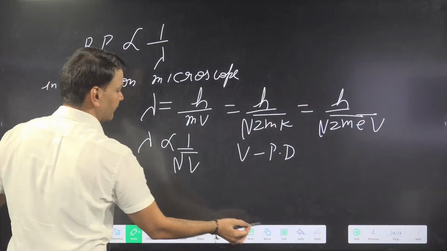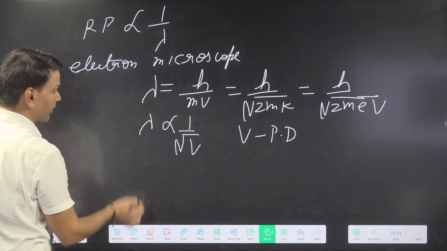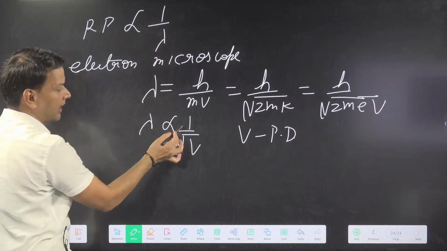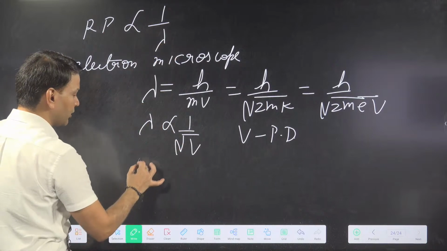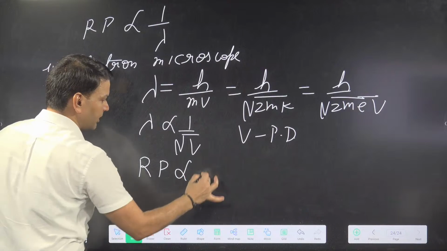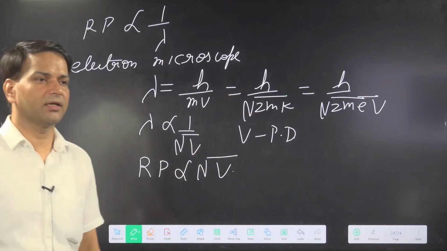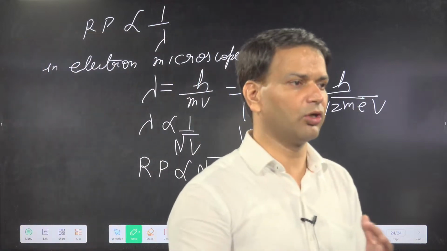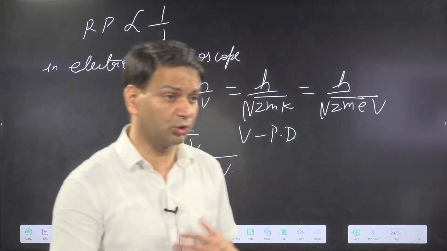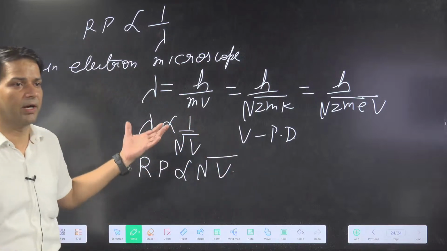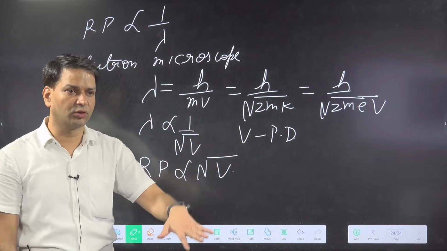So what we can say from that: resolving power is inversely proportional to lambda, and lambda is inversely proportional to root V. So resolving power will be directly proportional to under root V. Now suppose they are saying initially the voltage was 2 kilovolt, now it becomes 32 kilovolt. If the initial resolving power is R, then what is the new resolving power?